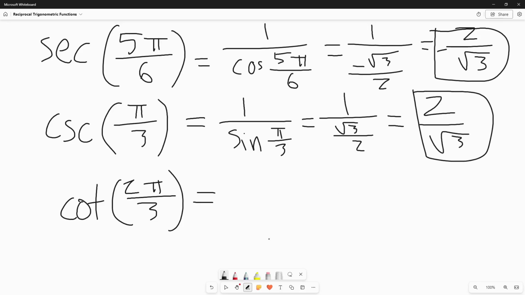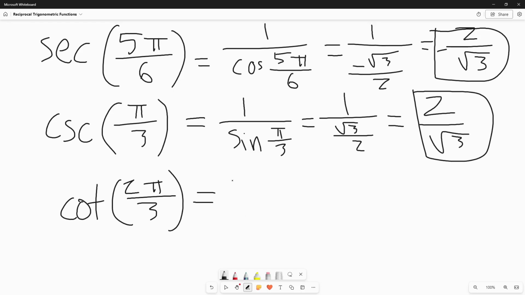Now let's do cotangent of 2 pi over 3. Now you might think you would just do 1 over tangent of 2 pi over 3, and you can do that, but a faster way is to just do cosine over sine. Because as we said in the beginning, since a regular tangent is sine over cosine, 1 over that would just be flipped. So cosine over sine is equivalent to cotangent.